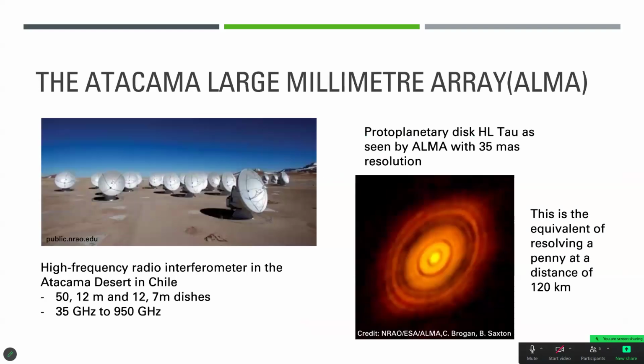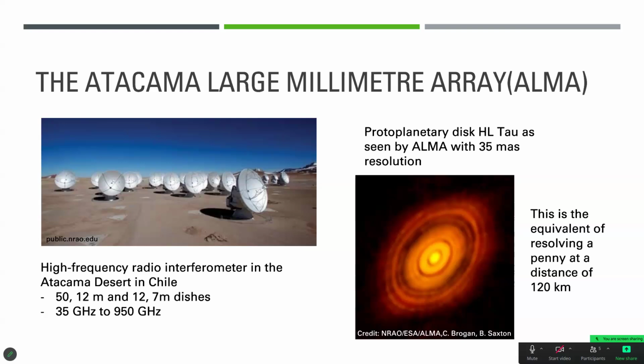And then you have something like the Atacama Large Millimeter Array. The VLA was observing at wavelengths that were a centimeter long. This one observes at wavelengths that are about 1 millimeter long. So a factor of 10 bigger, it gave us beautiful images like this one.